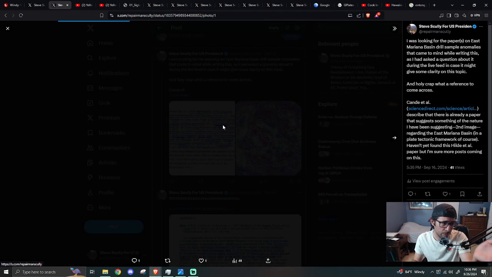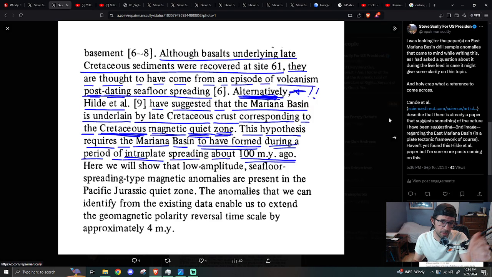But this paper described that there is already a paper. They're saying, although basalt's underlying late Cretaceous sediments were recovered at Site 61, they are thought to have come from an episode of volcanism post-dating seafloor spreading. So we're going to ignore this data and just say it must have happened sometime after the spreading. We'll literally ignore it. They don't explain it. It's not explained. It's just ignored.